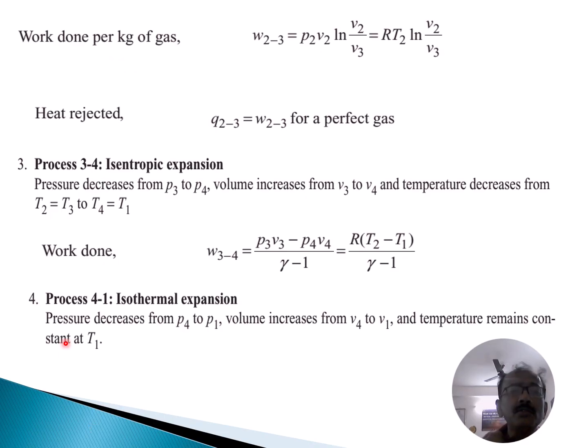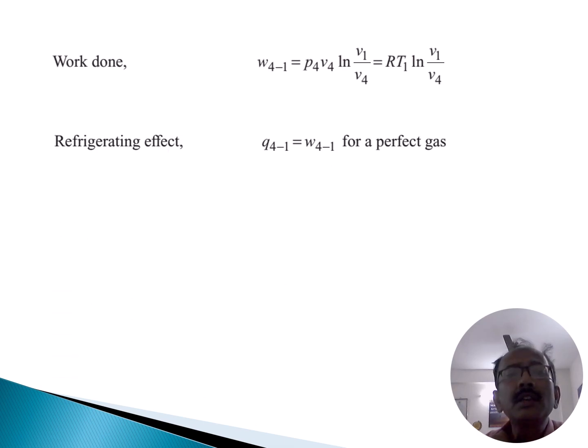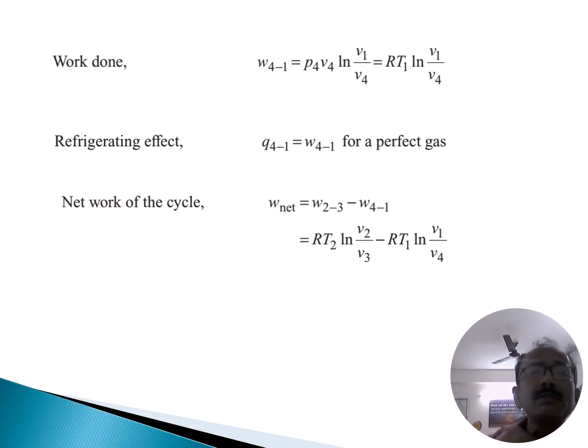Similarly, process 4-1 is the isothermal expansion. In that case, the work done W41 is P4 V4 ln V1 by V4, that is RT1 ln V1 by V4. Similarly, we all know that the refrigerating effect is nothing but Q41, that is equal to the work done W41 for a perfect gas.